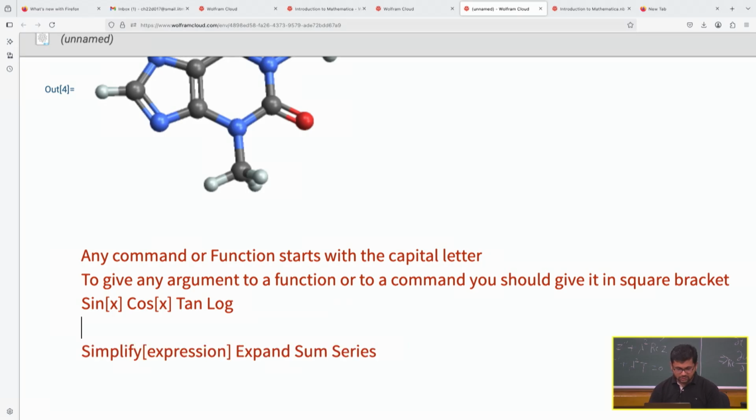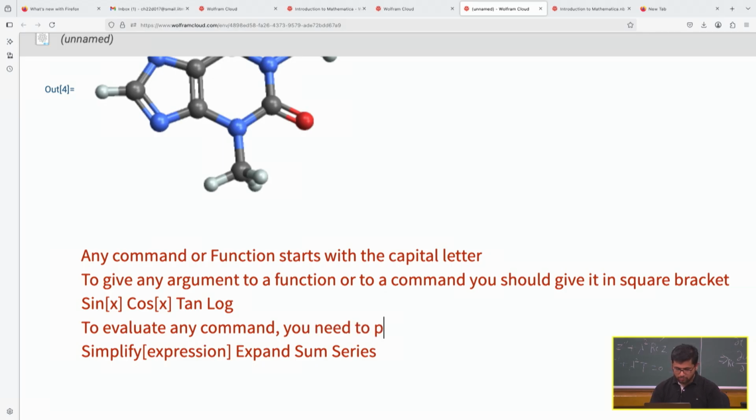The third thing is, to evaluate any command, you need to press shift and enter key at the same time.